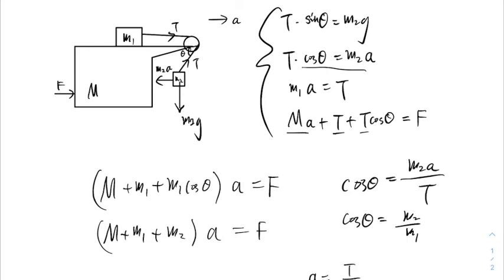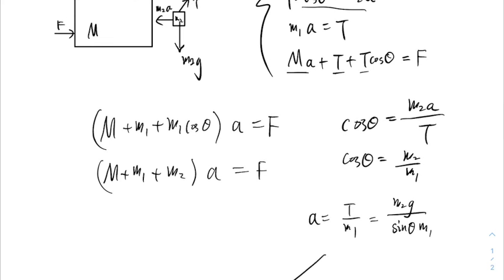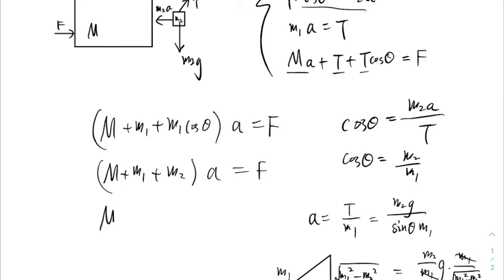From the relationship between the second equation and the first equation, we know a equals T divided by m1. And what is T? T equals m2g divided by sine theta, and that divided by m1. Then from the trigonometric identity, we can derive sine theta from cosine theta. So we know 1 divided by sine theta is just cosecant theta. So we have m2g divided by m1 times cosecant theta, which becomes m1 divided by the square root of m1 squared minus m2 squared. And m1 cancels out, so we can simplify it and plug it back into the equation.